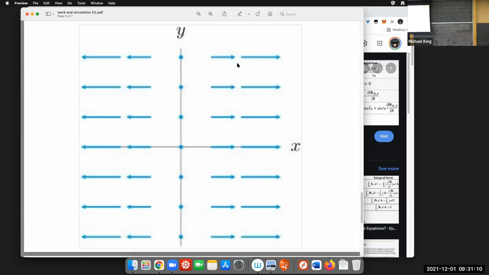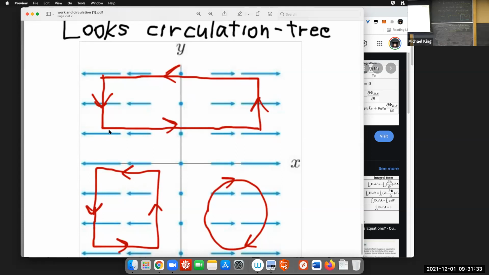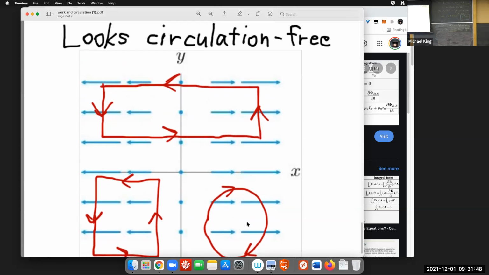If I just have some sort of loop, it's easiest to do rectangles here. So let's vote. How many people think it's positive? How many people think it's 0? How many people think it's negative? Okay, it's 0. It's sometimes called circulation free. If you draw some paths here, this would be negative, but then that would be positive. But then up here is negative, canceling out this positive. These are perpendicular to the field. This is very qualitative, but it's a way to look at these things.